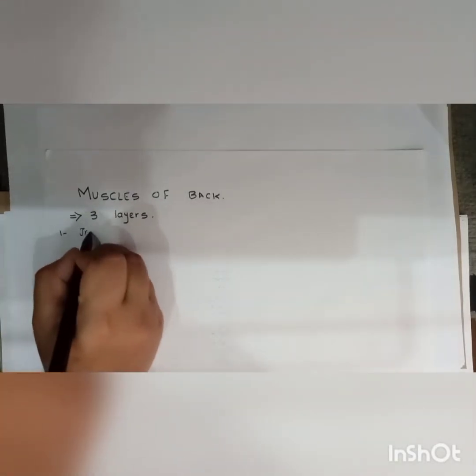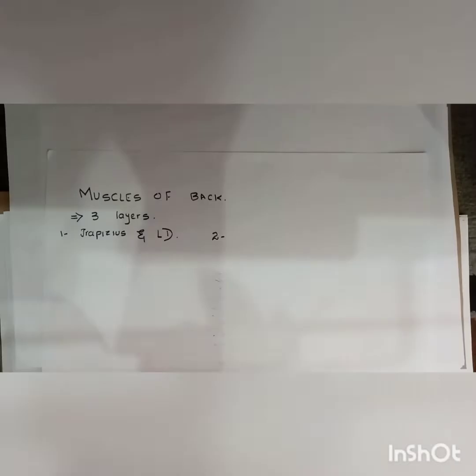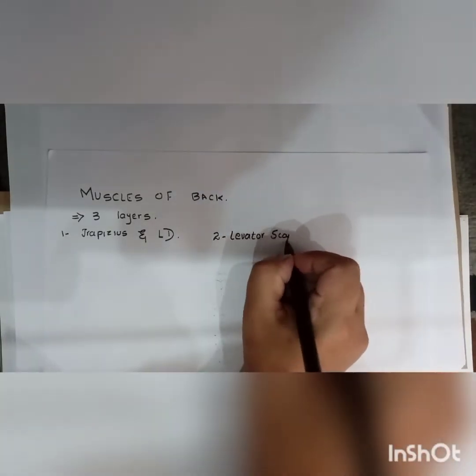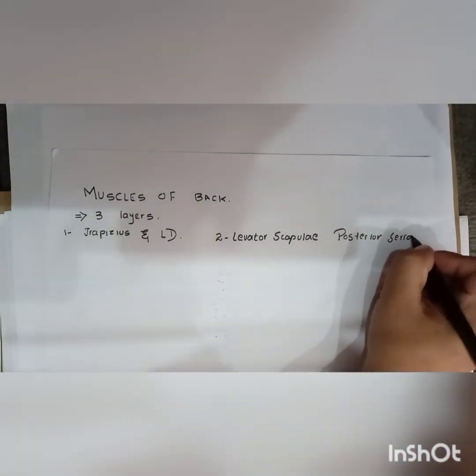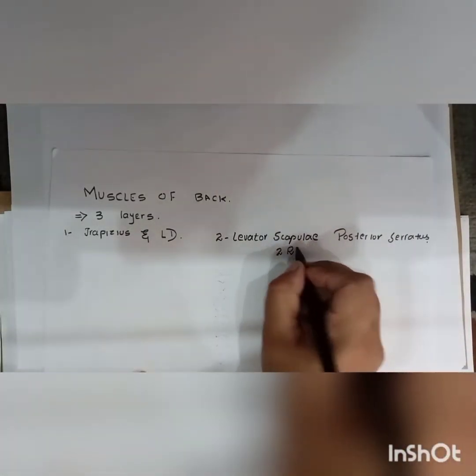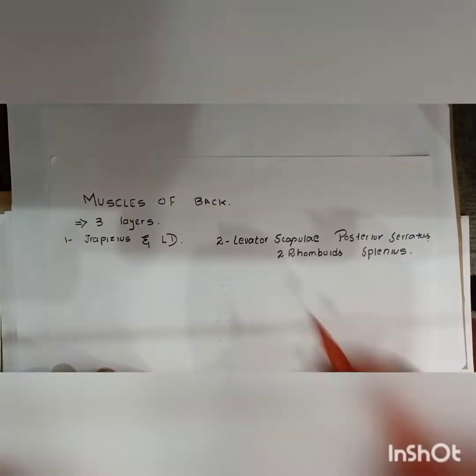There are a total of three layers of muscles of the back. In the first layer, the trapezius and latissimus dorsi are present. In the second layer, levator scapulae is present, which I have explained in my previous video. And the other muscles in the second layer are the posterior serratus muscle, two rhomboid muscles, and the splenius muscle.